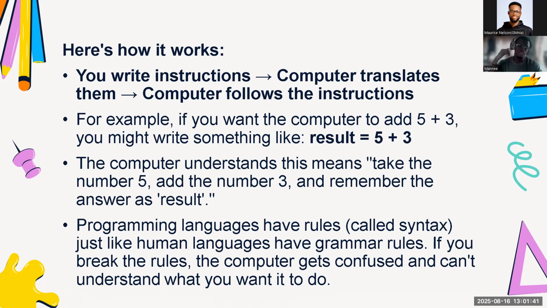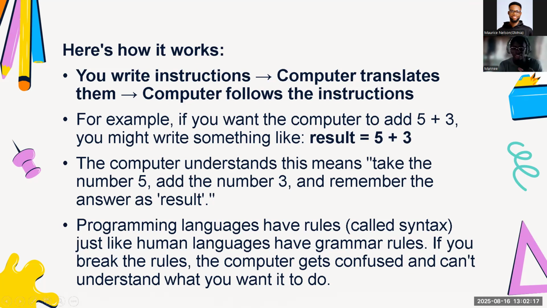At that point, what it is going to do is add 5 and 3 together, then store the sum, which is 8, inside of result. So result will end up like the container that is going to store the sum of 5 plus 3. So if you call on result, it is going to bring out the sum of 5 plus 3. So the computer understands this. This means take the number 5 and number 3 and add them together and remember the answer as result.